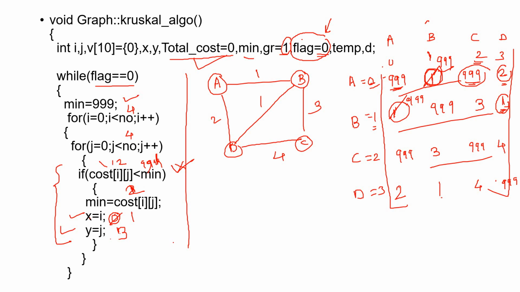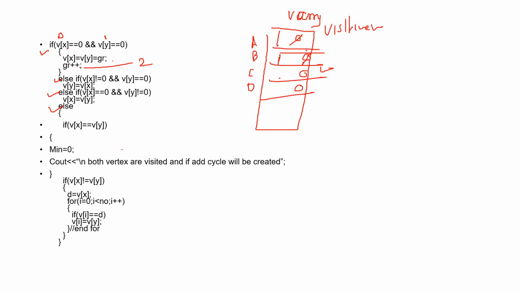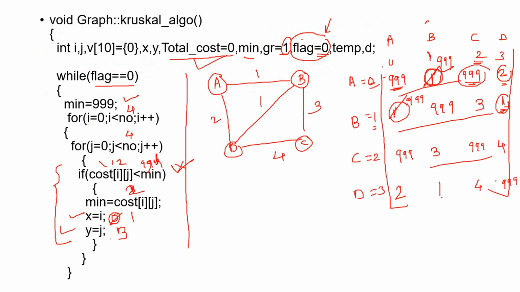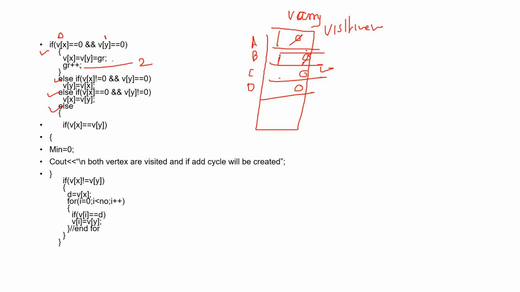So now again it will start here. So it will check, right now x is 1 and y is 3. So it will check whether v of 1 is equal to 0. V of 1 is equal to 0? Here we have v of 0 and this is v of 1. Is it equal to 0? No. So this condition is false.